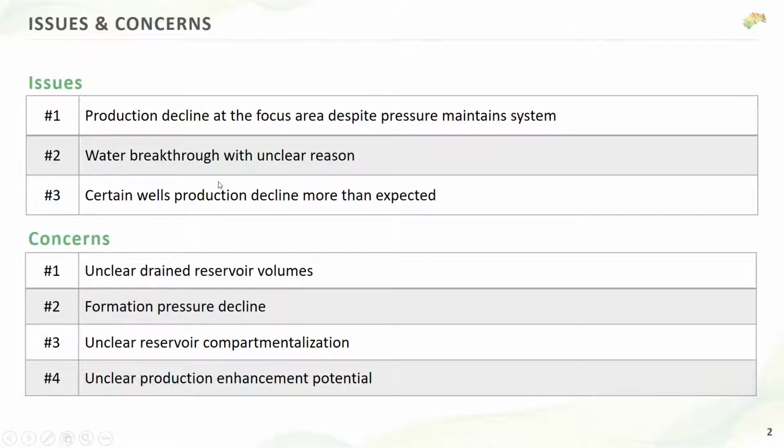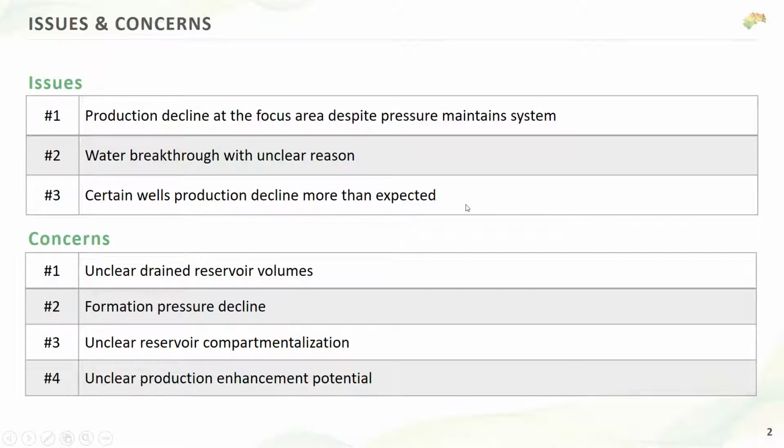So, what issues could be solved by this MRT service? Suppose you have a production decline in an area, despite having a pressure maintenance system, and still your liquid production decreases. We can reveal the reason for it and provide some recommendations for production increase. Another issue is water breakthrough. If you have several possible sources of water breakthrough and it's not clear which of them reduces your oil production, we can reveal it.